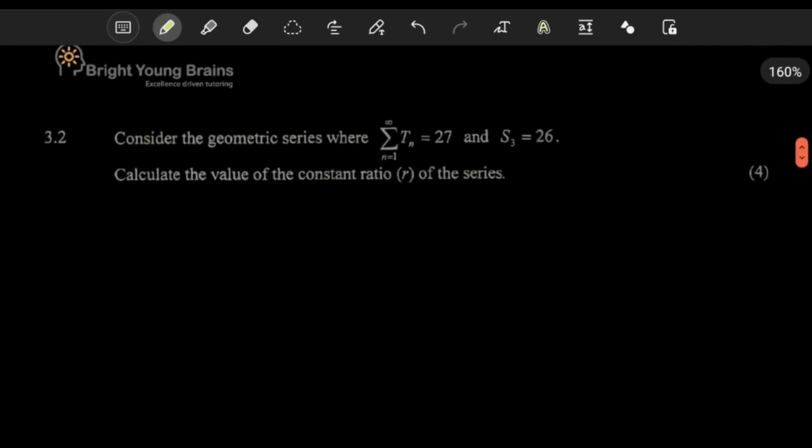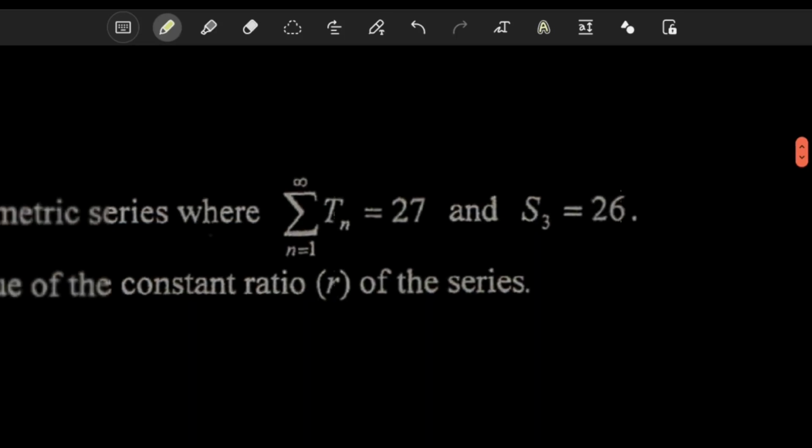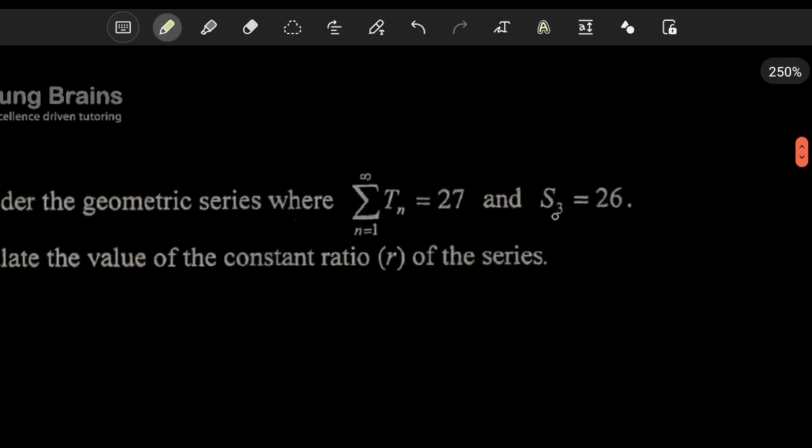Moving on, for 4 marks, what do they want? What do they want for these 4 marks? For these 4 marks, they want us to consider the geometric series where this thing here is equal to 27 and this is equal to 26.